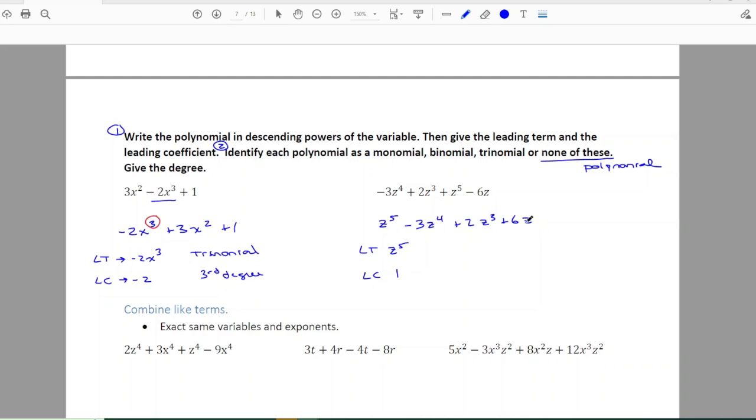It is 1, 2, 3, 4 terms, so the textbook would say none of these, but I do want you to know that this is a polynomial. It's just not mono, bi, or tri. And then lastly, the degree would be 5, or you could call it a fifth degree equation. Awesome.